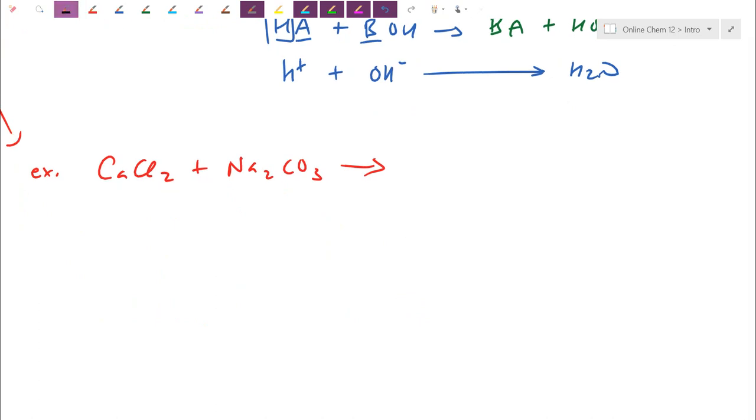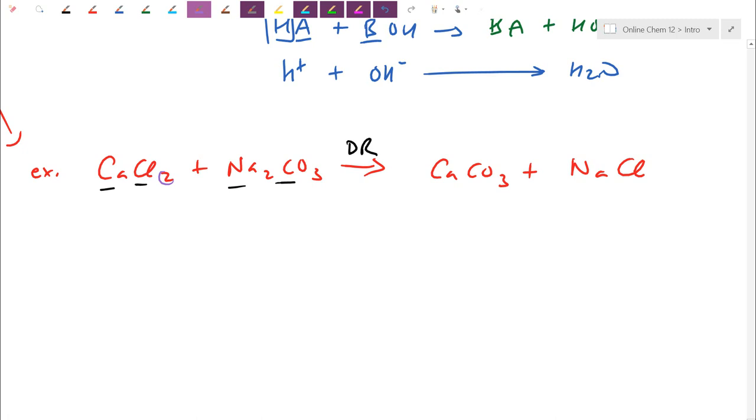We can predict it. Well, this is metal, non-metal, metal, non-metal, right? This should be a double replacement reaction. For a double replacement reaction, we don't need to check the activity series. We're going to end up with the same compounds anyways. We're going to end up with calcium bonded with carbonate. We're going to end up with sodium bonded with chlorine. In general, these numbers don't drag over, right? We can work out the charges ourselves. So Ca has a plus 2, carbonate has a negative 2, that's perfect. Na is a plus 1, chlorine is a negative 1, that's perfect as well.